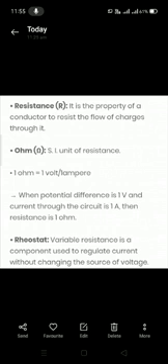Now the definition of 1 ohm. When the potential difference is 1 volt and the current through the circuit is 1 ampere, then we say that resistance is 1 ohm. Rheostat. Variable resistance is a component which is used to regulate current without changing the source of voltage. Variable resistance is also called a rheostat.